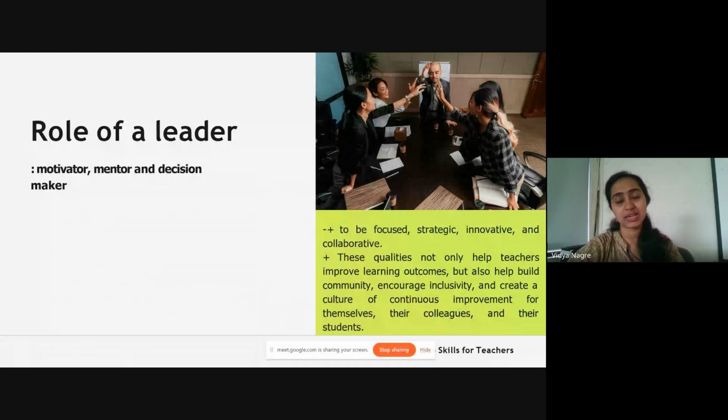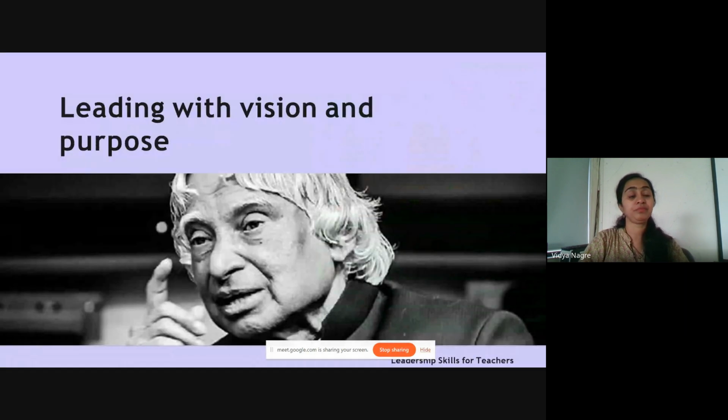So please understand, always invest energy in doing proper research, investing in quality strategic planning, time management, and executing that plan. These qualities not only help teachers improve learning outcomes, but also help build community, encourage inclusivity, and create a culture of continuous improvement for themselves, their colleagues, and their students also. Ultimately, everybody gets benefited by this kind of attitude in the teacher.